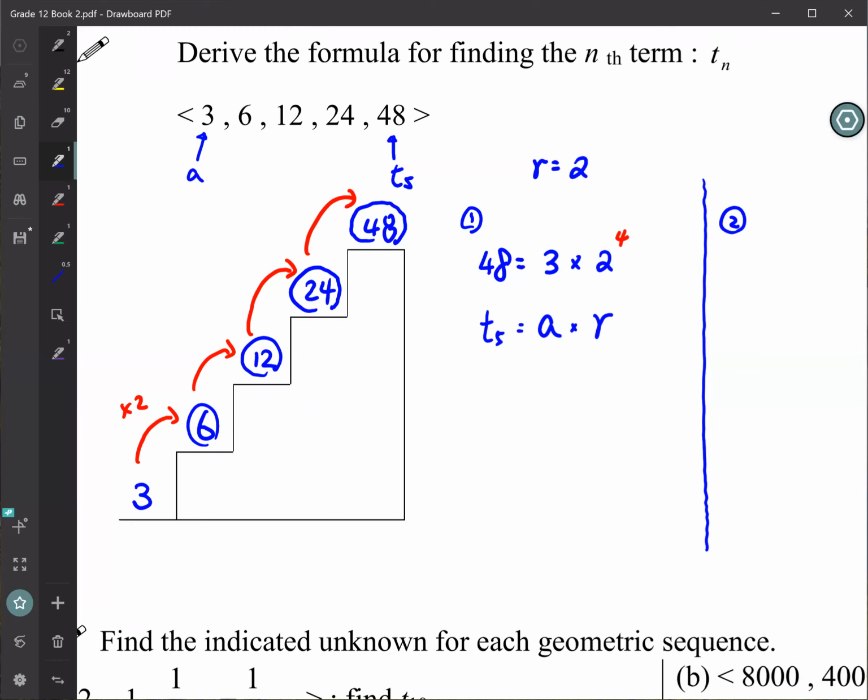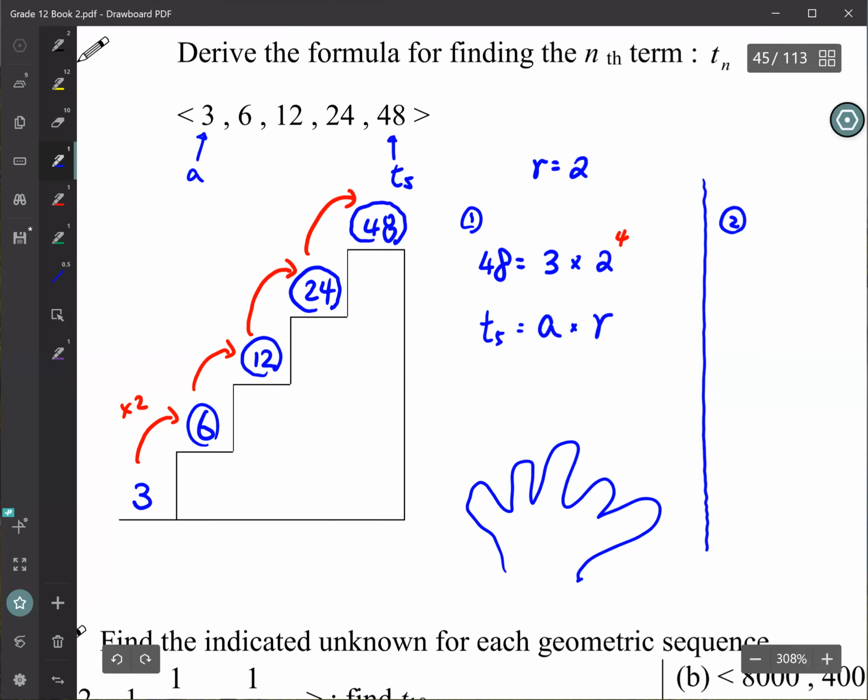1, 2, 3, 4. So think about you have 5 fingers, right? 1, 2, 3, 4, 5, right? 5 terms, and then in between there will be 1, 2, 3, 4, 4 spaces in between. So if there are 11 numbers, then you should have 10 spaces. Make sense? It's always 1 less than the total number of terms.